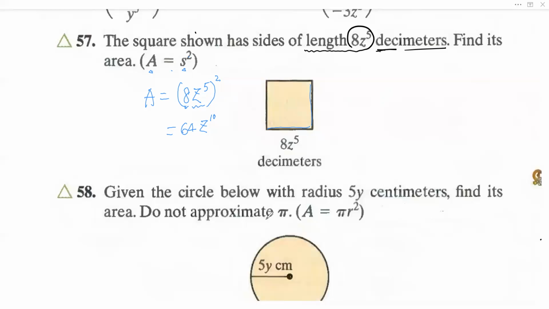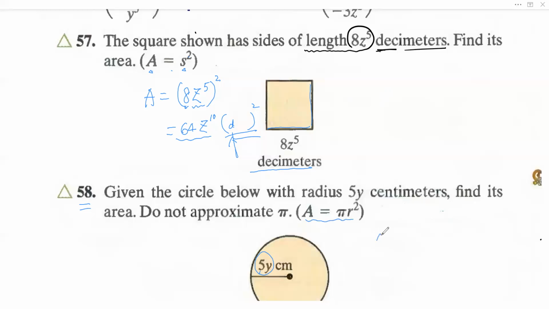58. Given the circle below with the radius 5y. Actually, here we have the unit. You need this decimeter squared. Okay, so we didn't write this out, we just write this part. That's 58. The circle below shows radius 5y centimeters. Find its area. Area equals what?